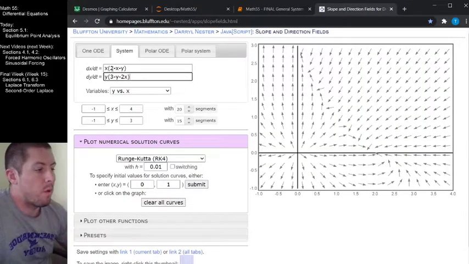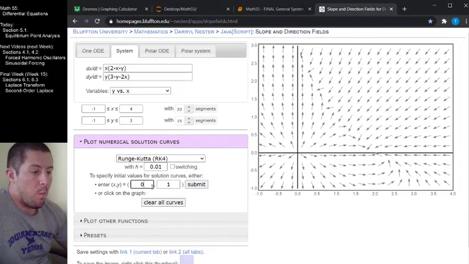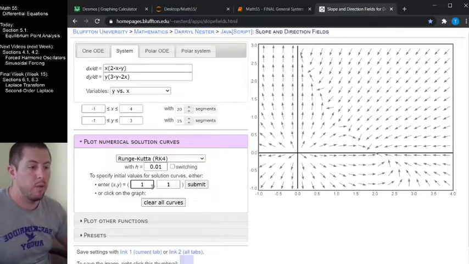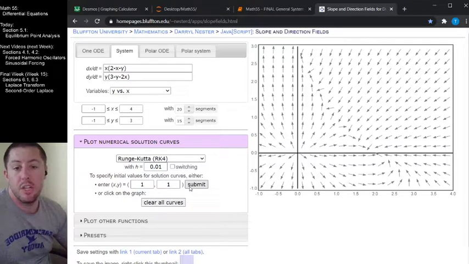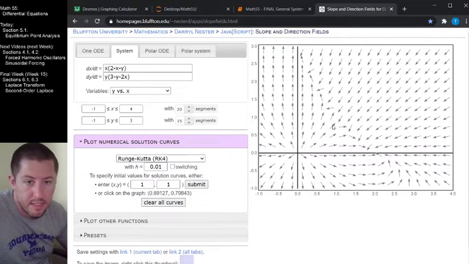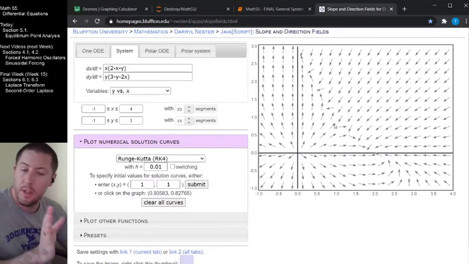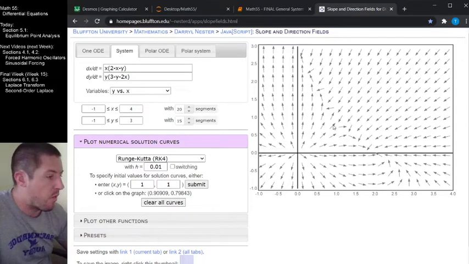And when we do this, what we were thinking was that at (1, 1) we should have an equilibrium. So I'm going to put in my solution at (1, 1). And notice it didn't graph any curve because it just has a point that's sitting at (1, 1). What I really wanted to do is see what's going on around (1, 1), so I'm going to click on a bunch of curves near it.